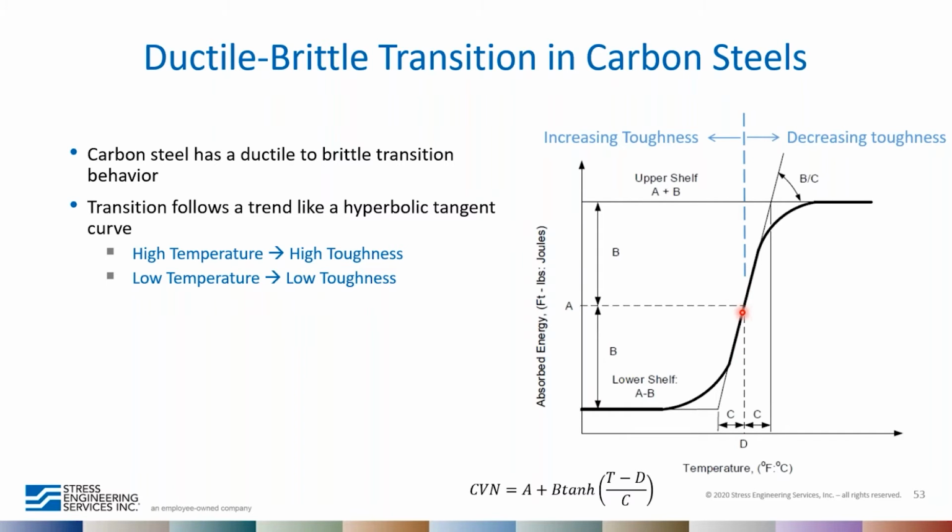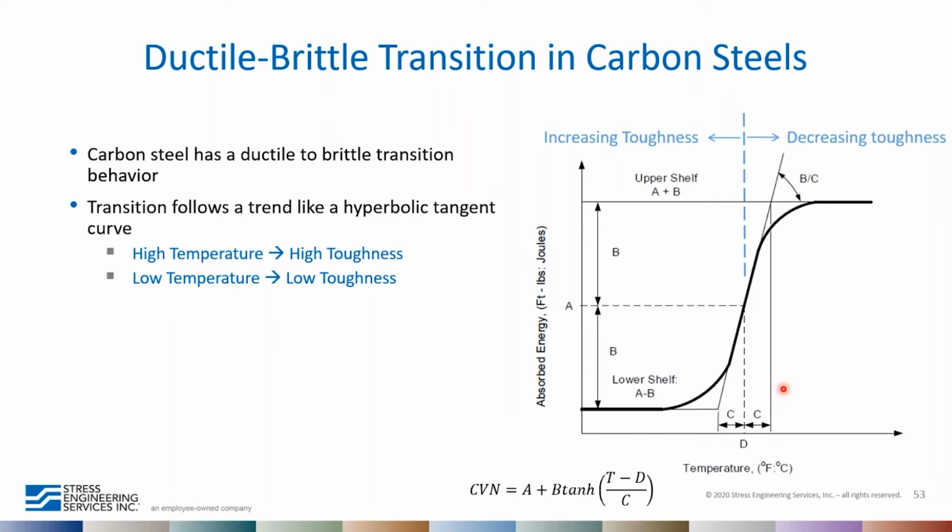If you imagine a material operating at a given temperature, say ambient temperature at 70 degrees, and the transition temperature occurs at high temperatures, then the material shows its lower shelf, and so it appears to be low toughness. Whereas if the transition occurs at lower temperatures, then the operations see the upper shelf behavior, and it shows as a ductile material.